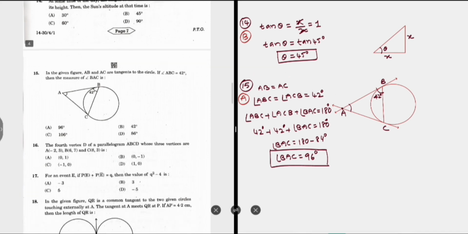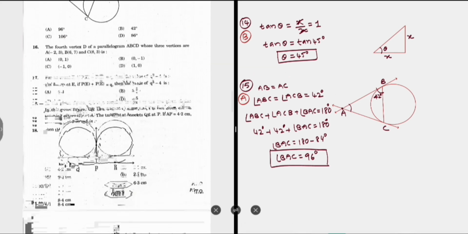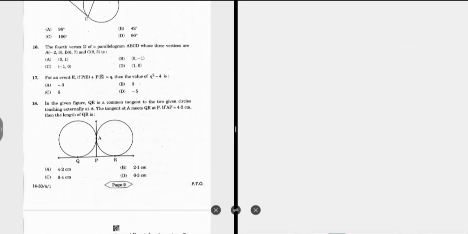Now question number 16. Let's see question number 16. In question number 16, coordinate geometry, three vertices of a parallelogram are given. A is minus 2 comma 3, B is 6 comma 7, C is 8 comma 3. We have to find out D. Let's take x comma y. And we know in a parallelogram diagonals bisect each other. So one diagonal is AC and another diagonal is BD.